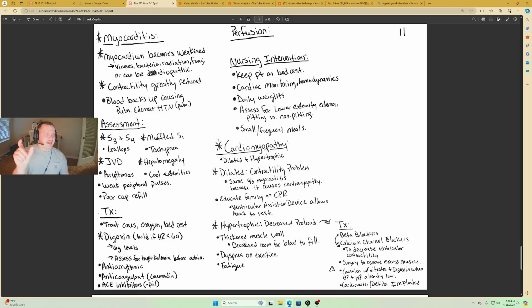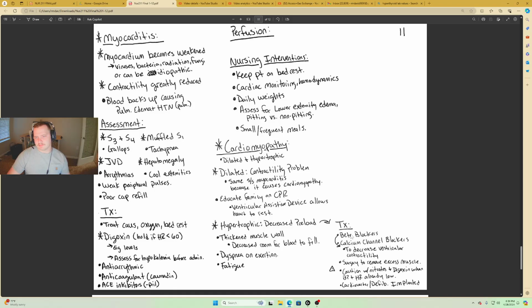And so now, if it was like that and now it's this thick, then there's decreased room because the wall's thicker in the heart. So there's decreased room for the blood to fill, so that means decreased cardiac output. They may have dyspnea on exertion or exhibit some signs of fatigue.